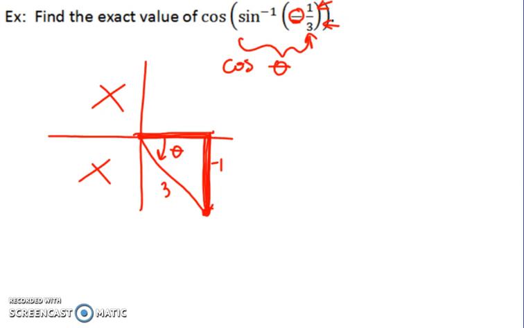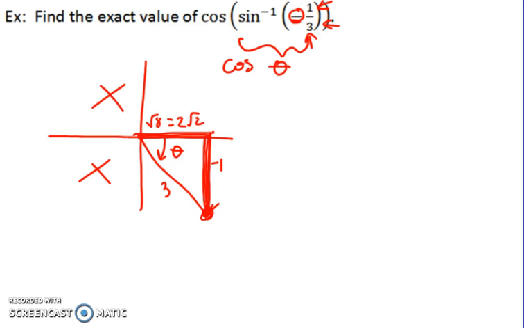Then if I do the Pythagorean theorem to figure out how long this other side is, let's see here. 3 squared is 9, take away negative 1 squared, and that would be an 8, and I square root that, so the square root of 8, which is 2 root 2 for that side, and that should be a positive 2 root 2 because it's headed to the right to get to this coordinate.